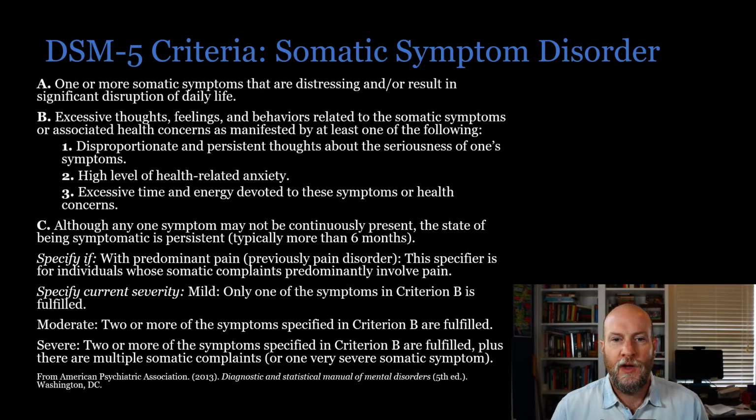It's persistent. There are some specifiers that you would make if you were diagnosing an individual with this disorder. You would specify with predominant pain, which we used to call pain disorder in the DSM-4. This is for people whose somatic complaint is primarily pain, which is a big subtype of this disorder. You have to talk about the degree of severity, mild versus moderate versus severe. And this is just a way of qualifying and placing this disorder in a context so that other providers have a general sense of how much impairment this is causing the person. This is all, of course, taken from the DSM-5.